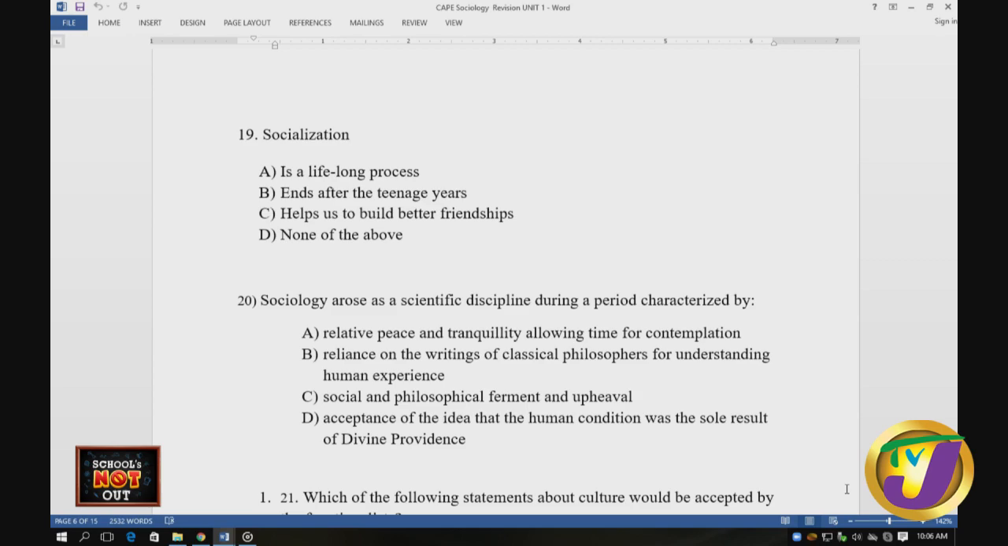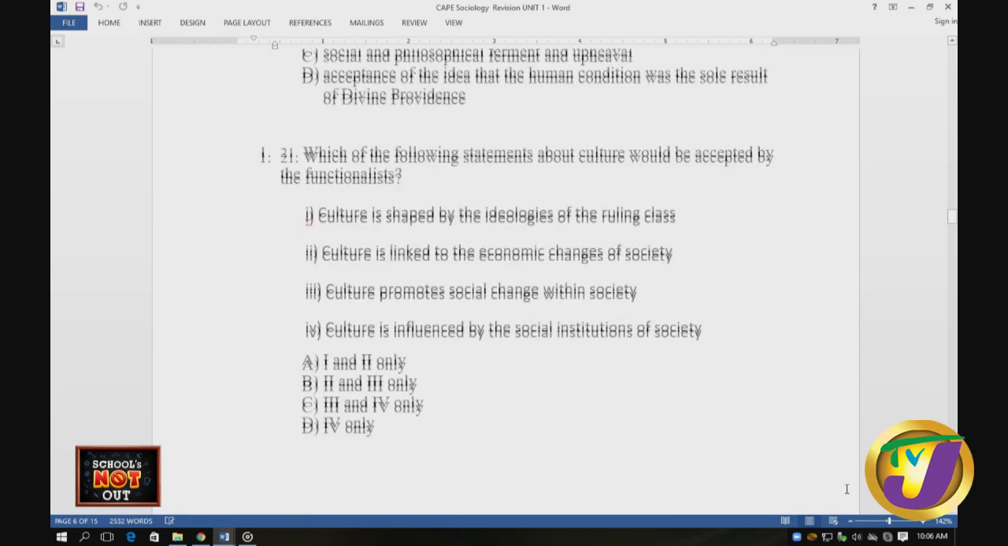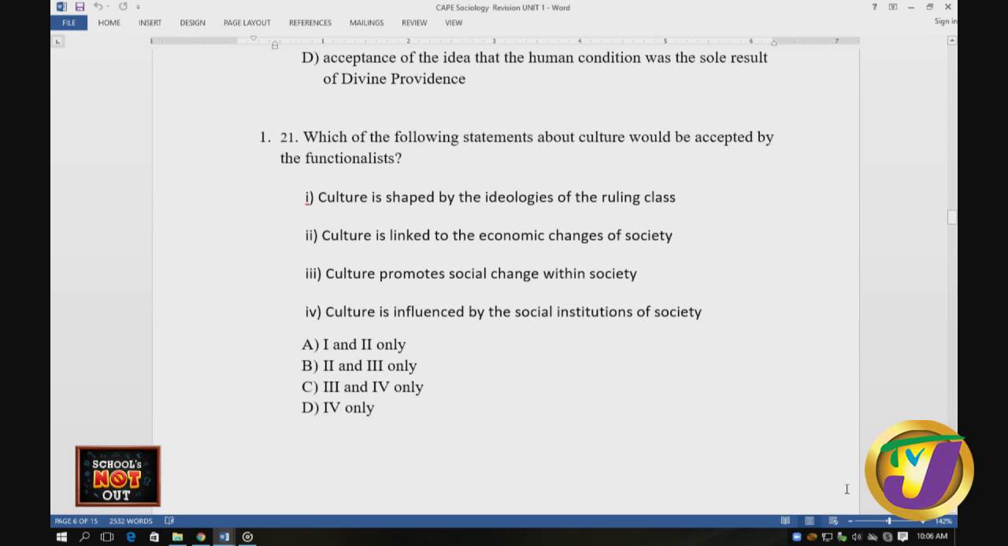21, which of the following statements about culture would be accepted by the functionalist? So here we're asking about how the functionalist sees culture. And so one, culture is shaped by ideologies of ruling class. That one doesn't sound very functionalist, that one sounds very Marxist. Two, culture is linked to the economic changes of society. Could be, but also that's very Marxist.